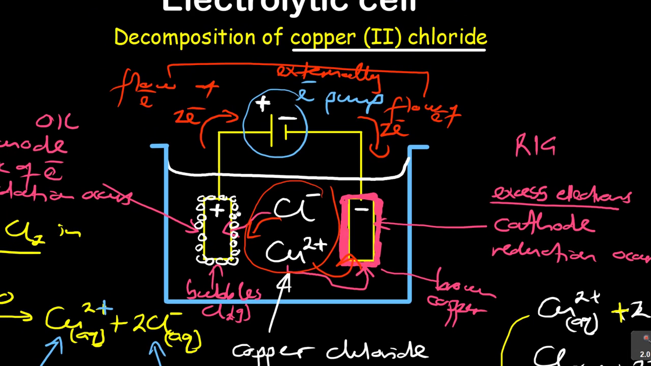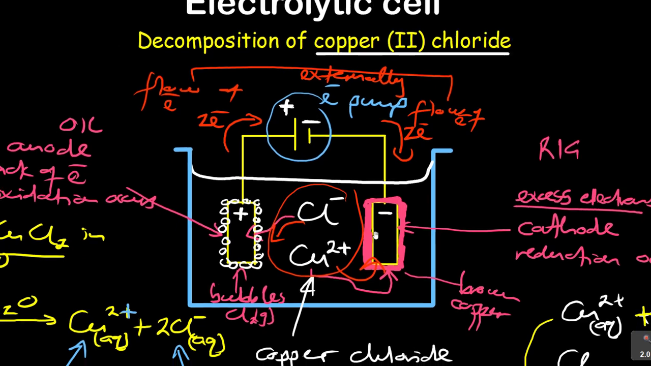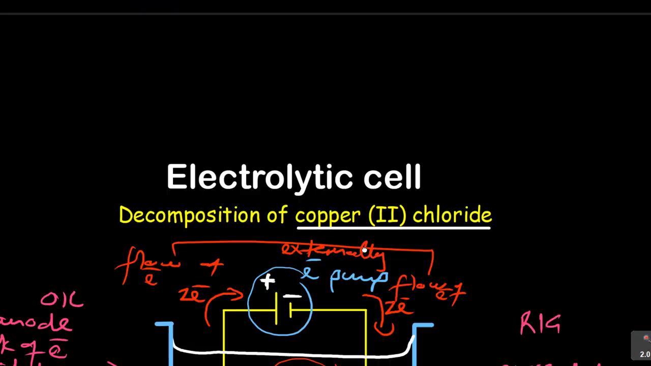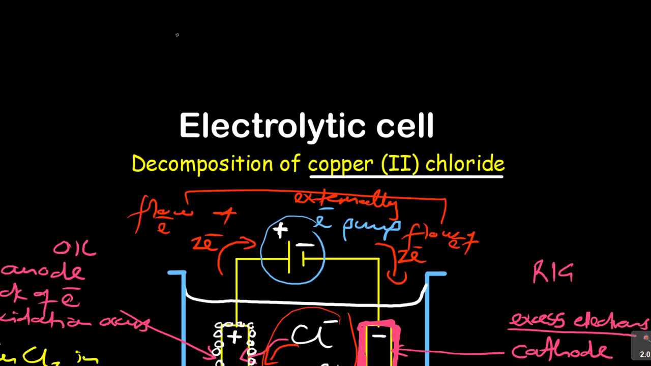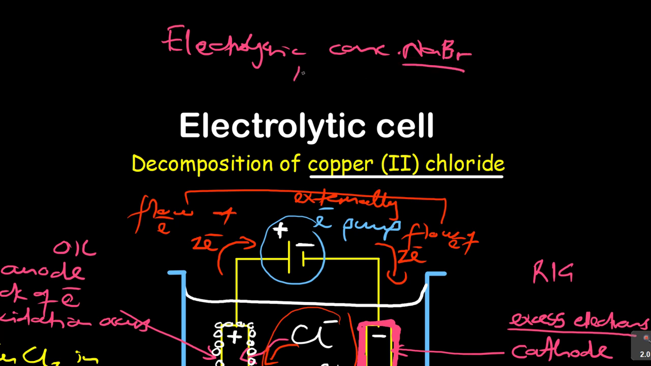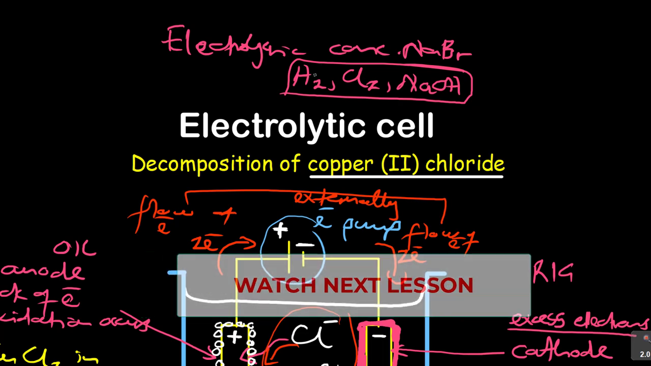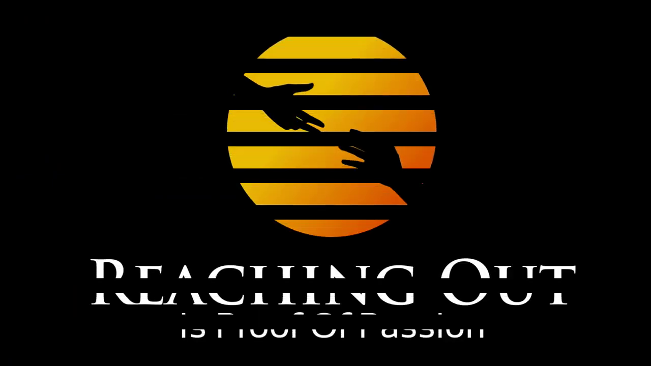So guys, this is what you are expected to know about the electrolytic cell, where you are given the decomposition of copper chloride. As I said, I wanted to bring in the new lesson, which is the electrolysis of concentrated sodium chloride, also referred to as brine. That's where you are talking about the manufacture of hydrogen, chlorine, and sodium hydroxide, usually called the chloroalkali industry. So check me again in the next lesson, because this is very important for you to understand. We have come to the end of our lesson. Thank you.